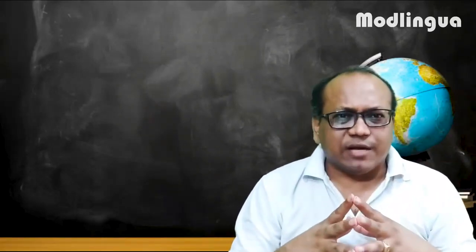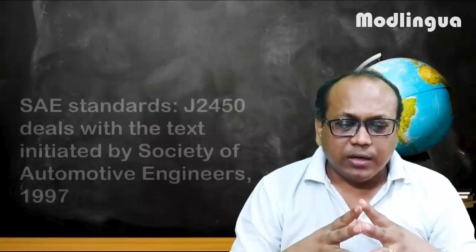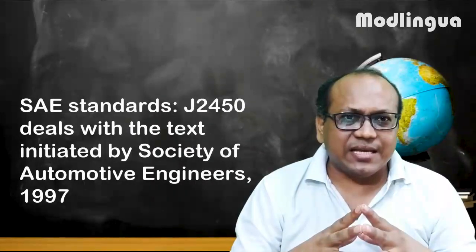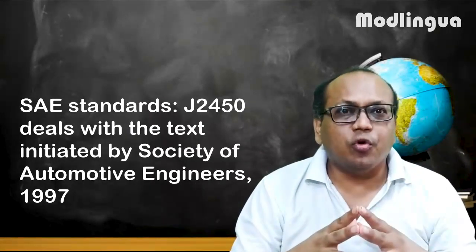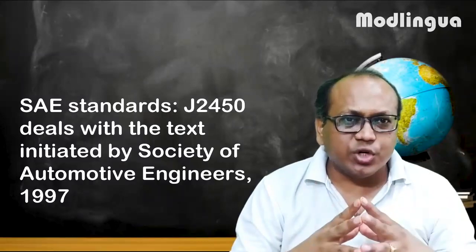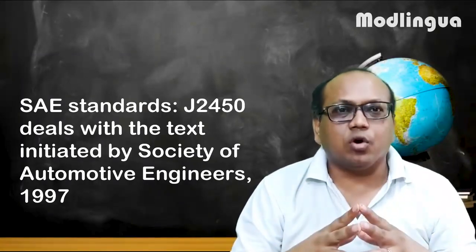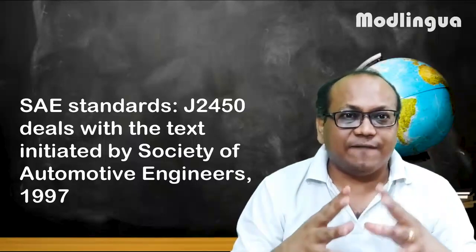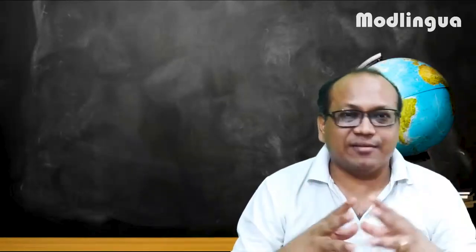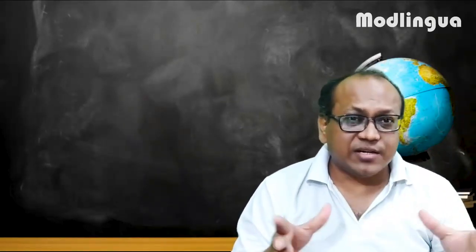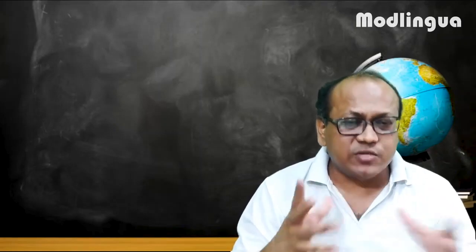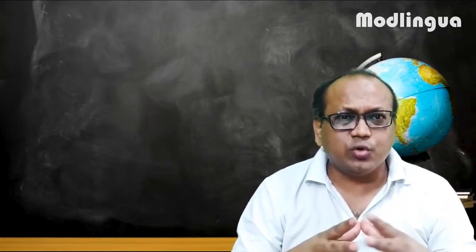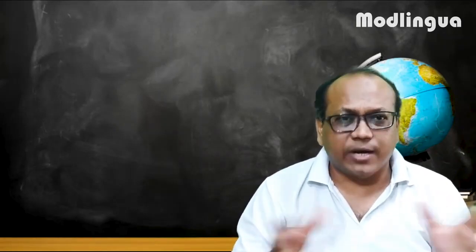In parallel to these 7, there is one that is very important, and that is the SAE standard, SAE J2450. This standard was initiated by the Society for Automotive Engineers in 1997. And in this one, they have defined certain parameters to check translations, linguistically, if there are certain errors or omissions, all these points they have defined. And based on those definitions, a translator is considered good or bad.